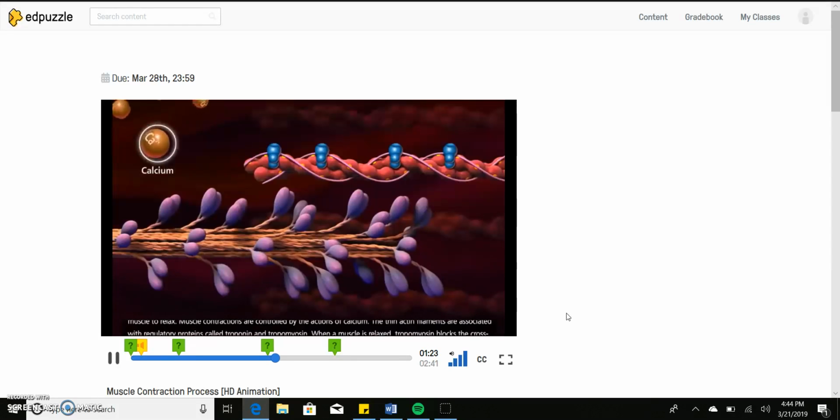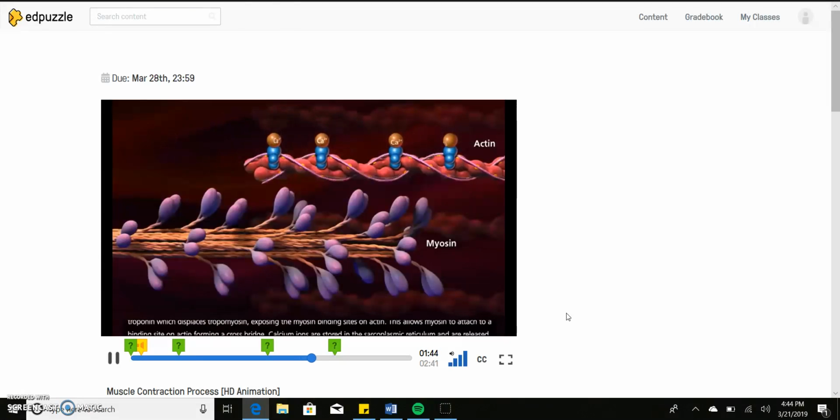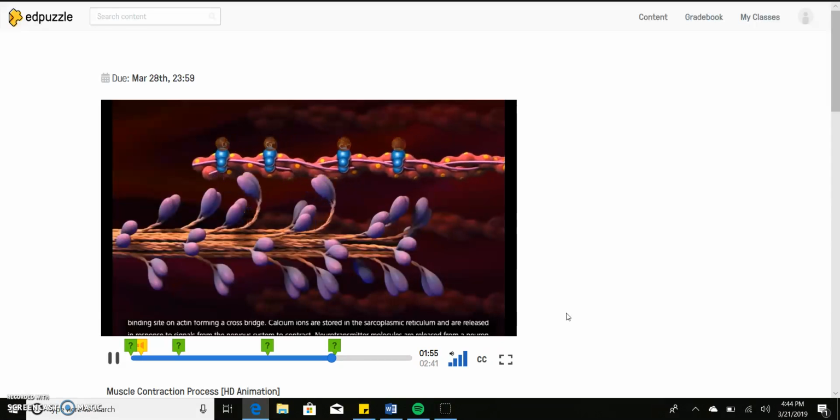Contractions are controlled by the actions of calcium. The thin actin filaments are associated with regulatory proteins called troponin and tropomyosin. When a muscle is relaxed, tropomyosin blocks the cross-bridge binding sites on actin. When calcium ion levels are high enough and ATP is present, calcium ions bind to the troponin, which displaces tropomyosin, exposing the myosin binding sites on actin. This allows myosin to attach to a binding site on actin, forming a cross bridge.